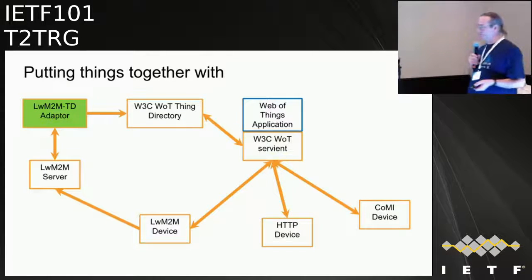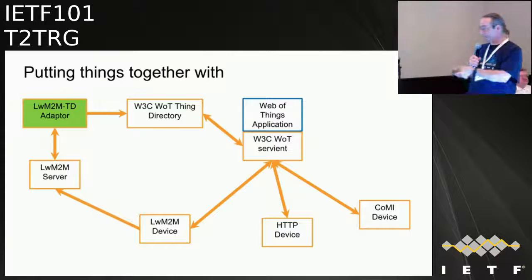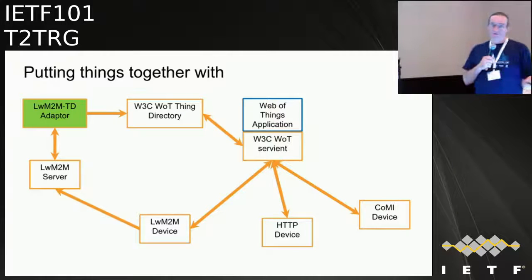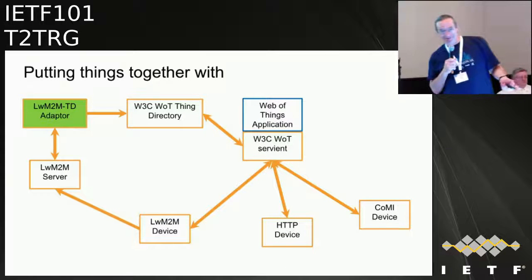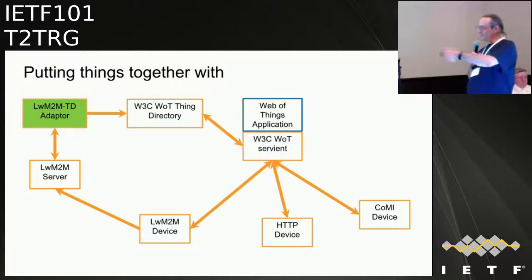Here's a better picture to show a lot of these things. For example, here, the lightweight M2M device goes through the lightweight M2M server, and this discovery adapter will discover things on the lightweight M2M server and register them with the thing directory. That shows the whole loop. That wasn't shown on the other slides, unfortunately. I take it as a good point. We should fix those up and maybe put something like this more up front.